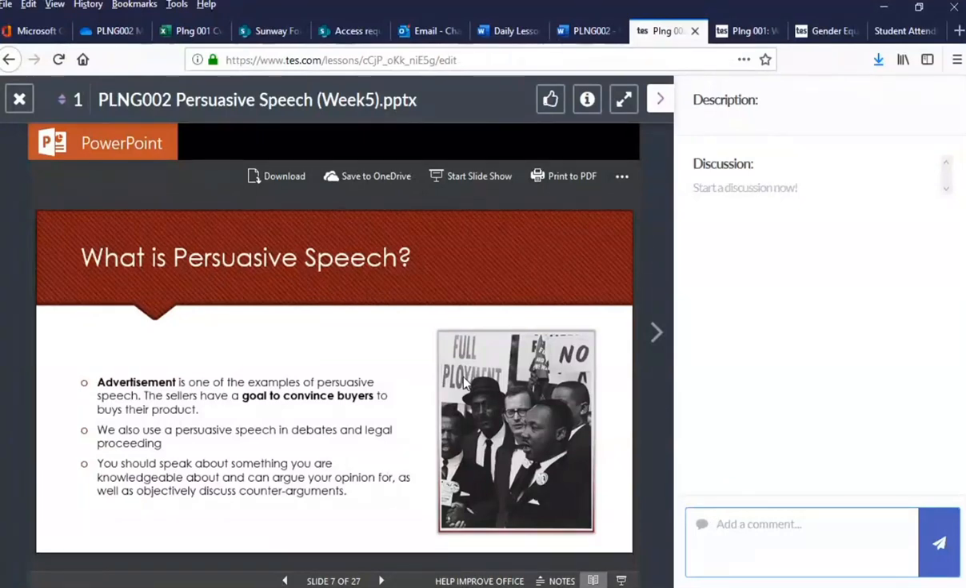You should speak about something you are knowledgeable about and can argue your opinion for, as well as objectively discuss counter arguments. When you want to give a persuasive speech, you must be very knowledgeable about the topic you are going to talk about. You can argue using your opinions and objectively discuss any counter arguments that the opponents might have, so you will be able to rebut them and refute what they have said.